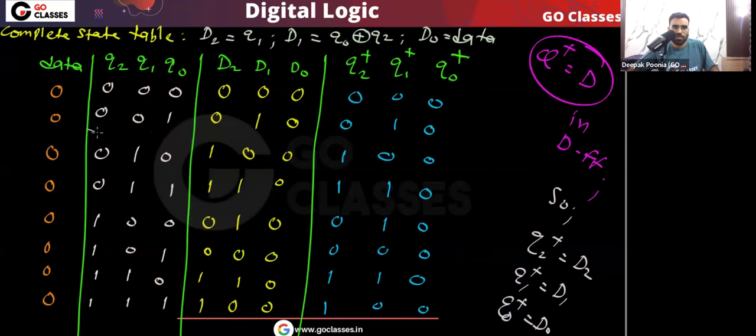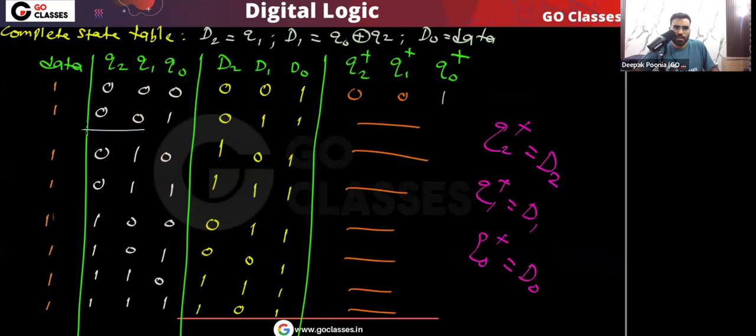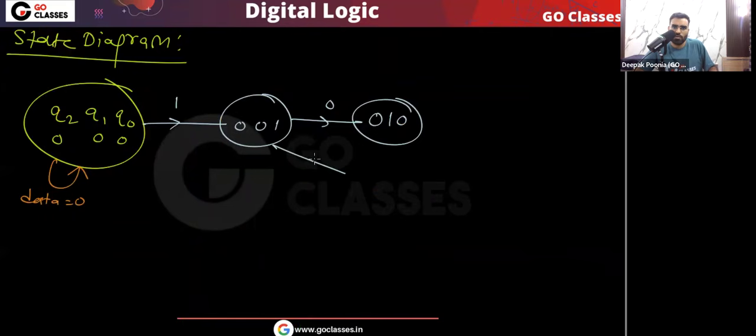Correct. From state 1, 0 0 1 means state 1. When the external input is 0, the next state will be 2. And from state 1, on input 1 we will go to state 3.